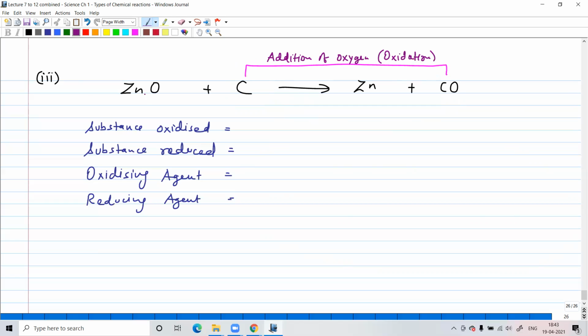Now, where is the reduction happening? Of course, the remaining two. But why is it happening? Oxygen is removed from zinc. Yes, here oxygen was there. Here it's no oxygen, means oxygen got removed. So removal of oxygen is also called reduction.